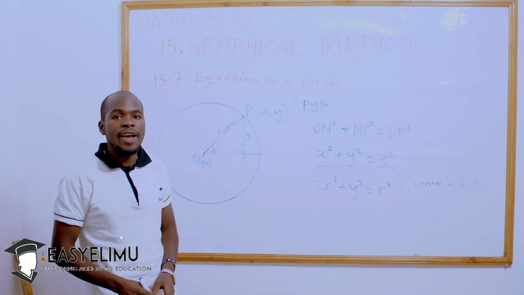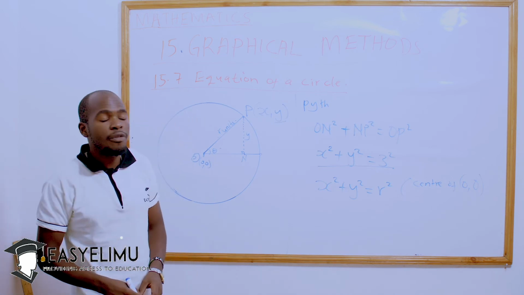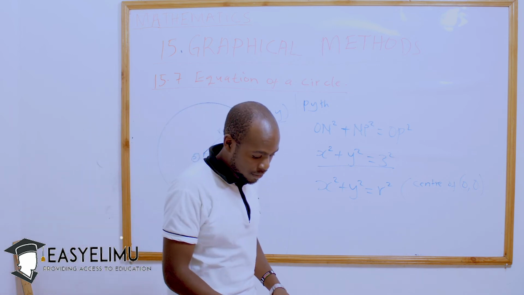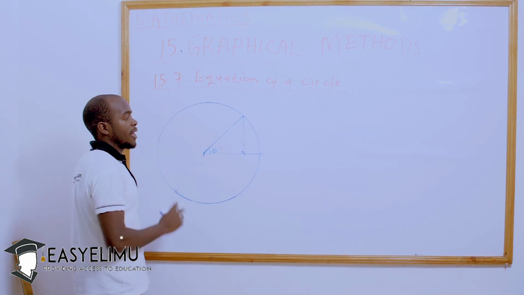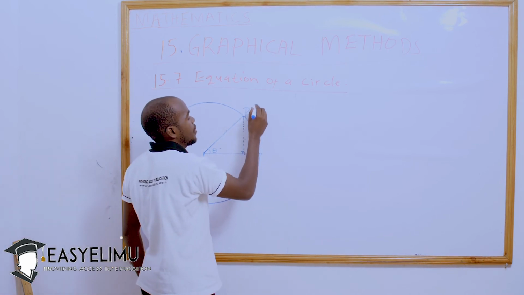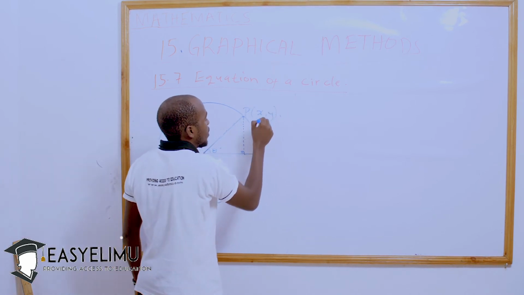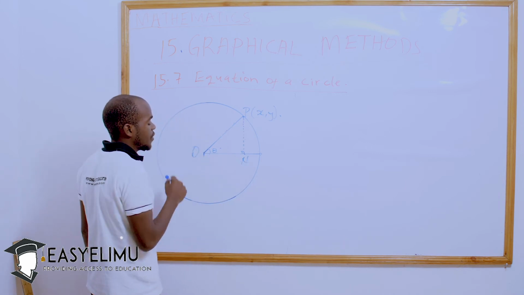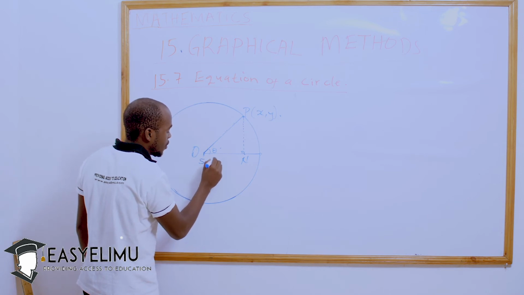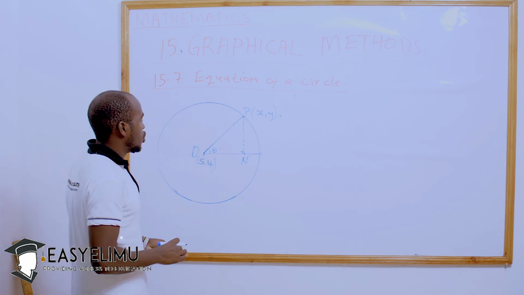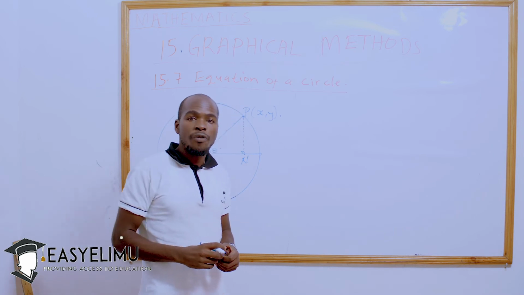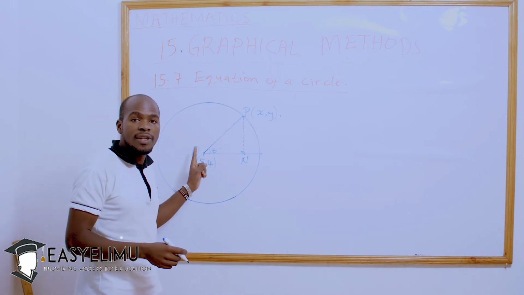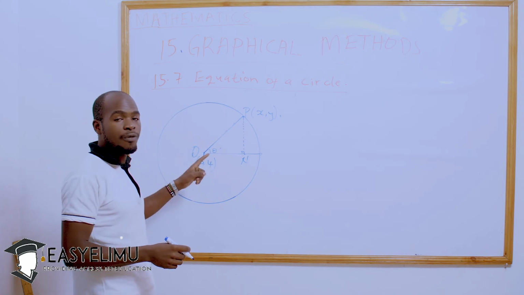Let's go on and find where the center is not 0, 0. So let's find the equation of that circle. Let's consider we have a circle like this, and this is still our point P, that is x, y, and here is point N. This one still remains O as the center of that circle, but here is 5, 4. So you are being asked to find the equation of the circle if the center is not 0, 0, but is now 5, 4.